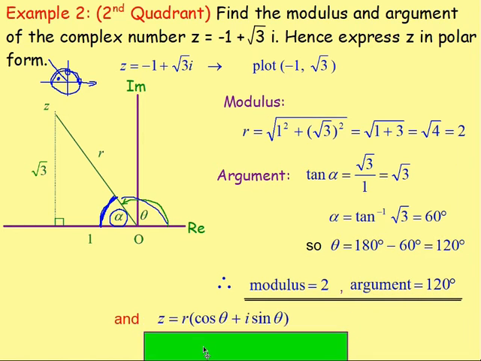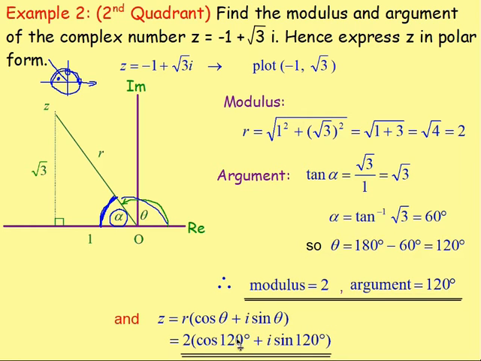Fantastic. We have z equals r brackets cos theta plus i sine theta. That is what we use for polar form, and all we do is replace r, the modulus, with the length we found, so in this case it's 2, and replace theta with the size of that angle, which will be 120 degrees. And that will be your answer.